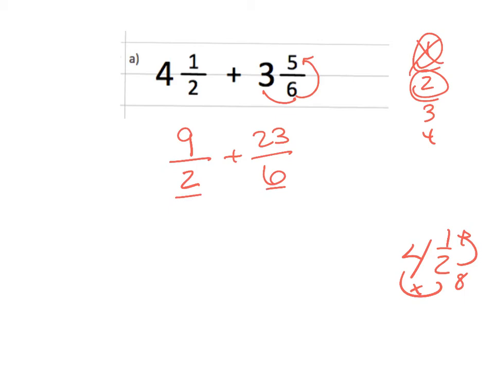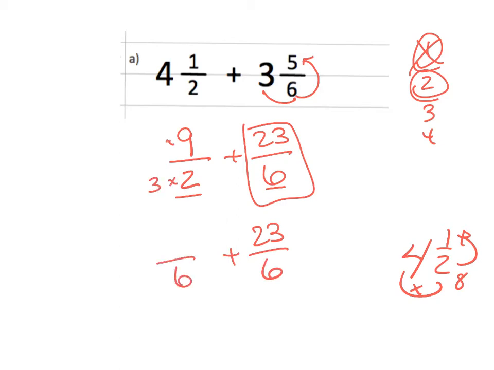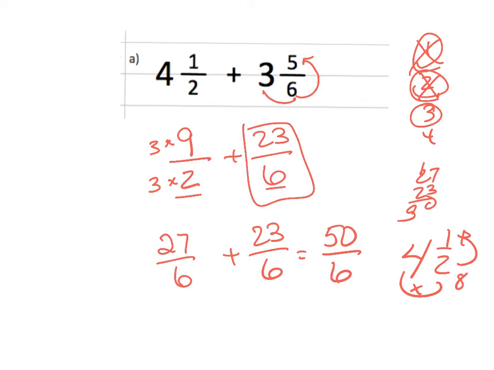Common denominator is going to be 6, which is nice because this one I can just leave the same. I don't have to do anything with it. 2 times 3 gives me 6, so 9 times 3 gives me 27. Done with step 2. Step 3, we're going to add the numerators. So I've got 27 plus 23. That gives me 50. Denominators stay the same.